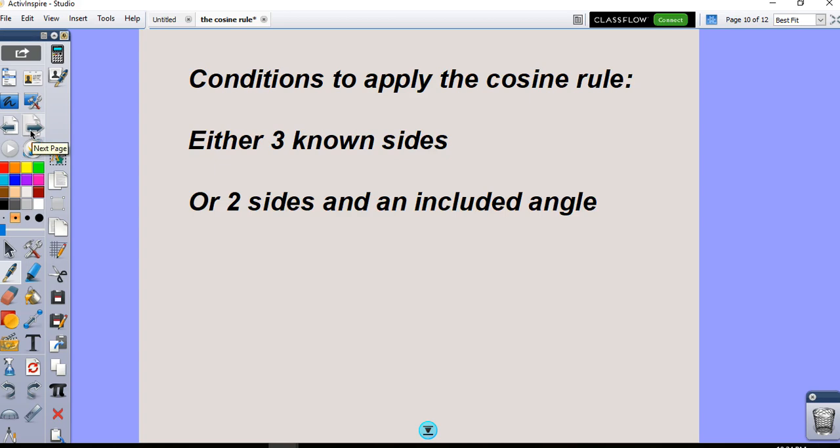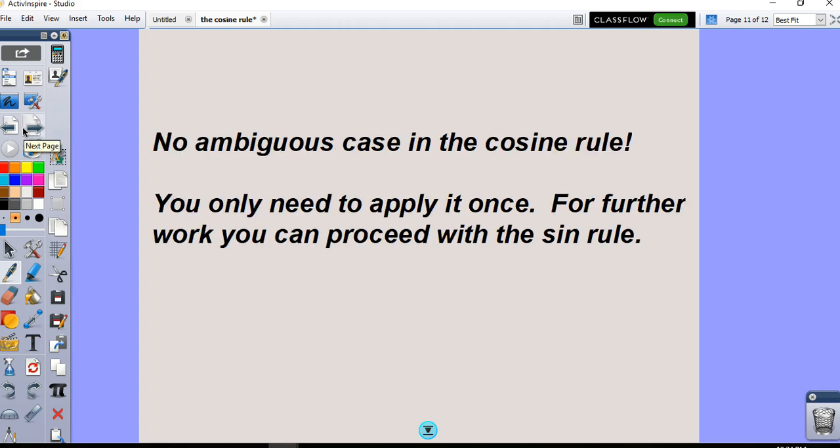The conditions to apply the cosine rule: you either need 3 known sides or 2 sides and an included angle. And the good news about the cosine rule is that there is no ambiguous case, and you only need to apply it once. Because if you want to work out other sides or other angles in the triangle, you can use the sine rule.